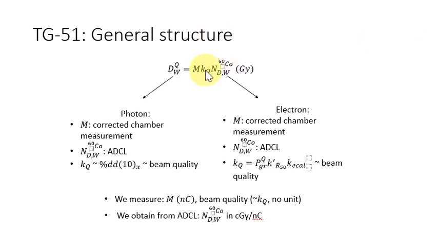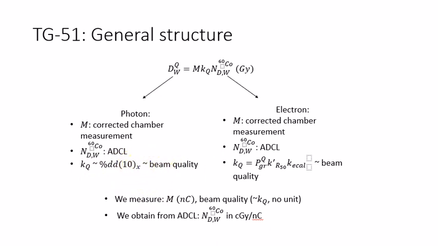KQ is called the beam quality factor. It comes partly from measurement and partly from calculation using the TG51 report. KQ is called beam quality factor because it closely relates to the beam quality. For example, KQ for a photon beam is closely related to the percentage depth dose value at a depth of 10, right here.